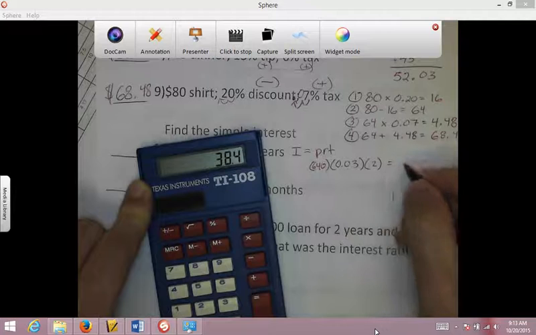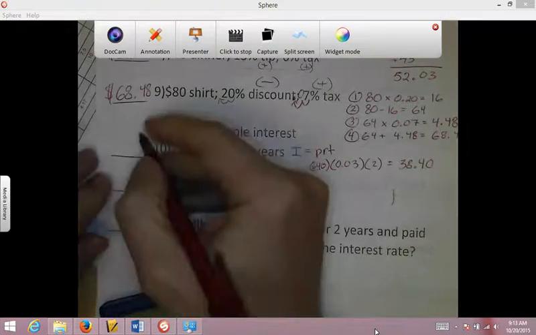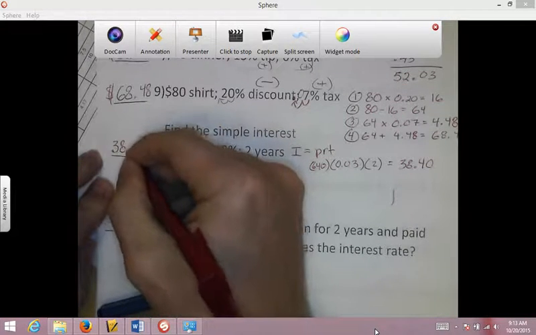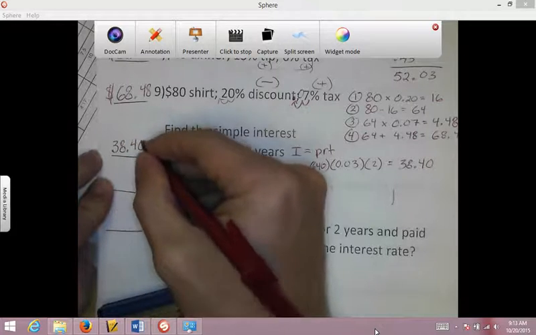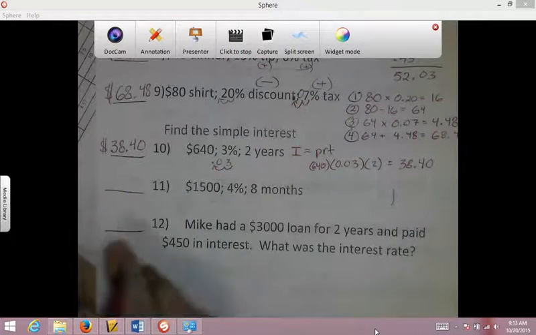38.4. To make this into a proper price, because remember, proper prices have 2 digits after the decimal point, you can always add a 0. That's what we have to do. If you do not add that 0 and you left it as 38.4, it would be marked wrong. This is a dollar amount, has to have 2 digits after the decimal point, if there's any change. This one right here, we do the same way.